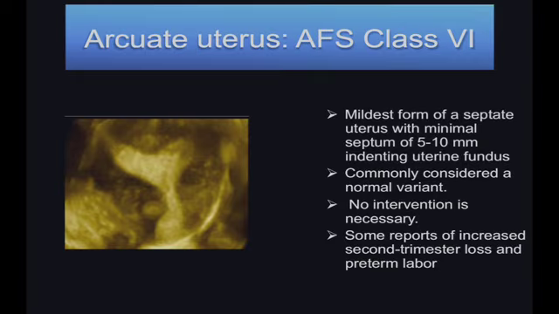So this is the arcuate uterus, an AFS class 6, which is the mildest form of a septate uterus, where we have a minimal septum, as we can see here, which is somewhere between 5 and 10 millimeters, indenting the uterine fundus. And I say 5 to 10 millimeters because if it's under 5 millimeters, it's not really even considered an anomaly. This is commonly considered a normal variant. No intervention is necessary, although there are some reports of increased second trimester loss and preterm labor.